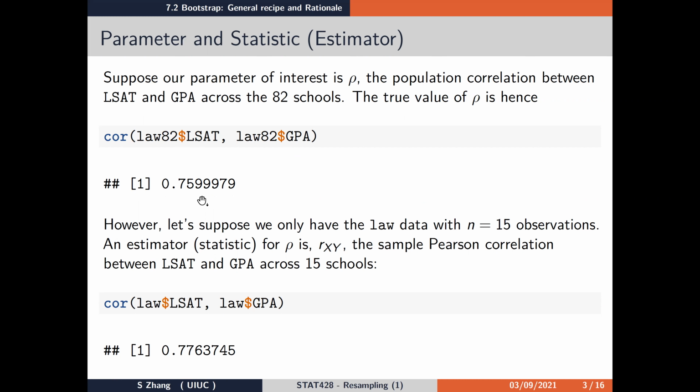However, let's suppose that we only have the law data with a subset of observations, a total of 15 observations. An estimator, which is a statistic for rho, is the Pearson correlation, denoted by RXY, which is the correlation between LSAT and GPA inside the 15 universities. And that's equal to 0.77.